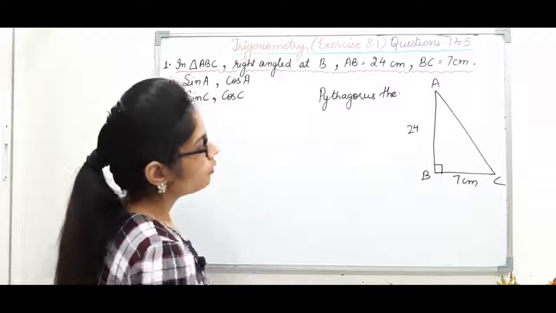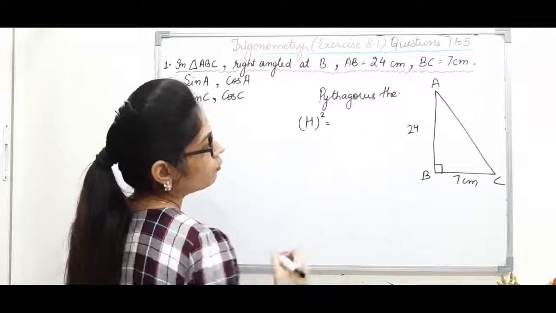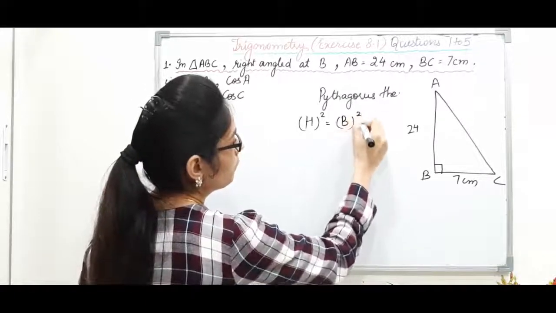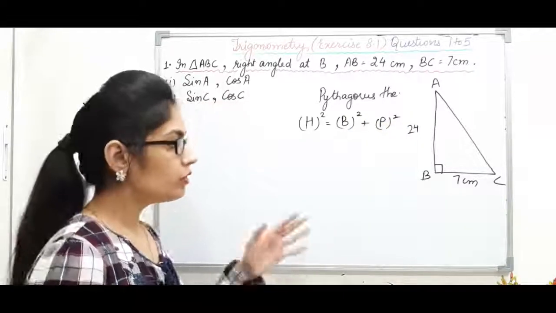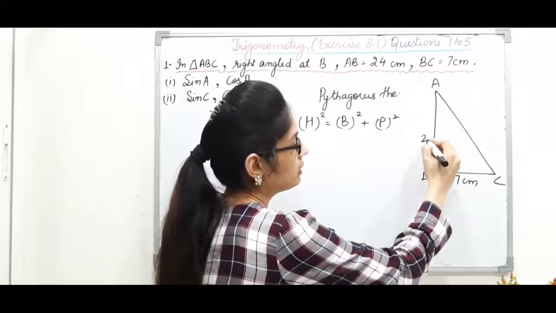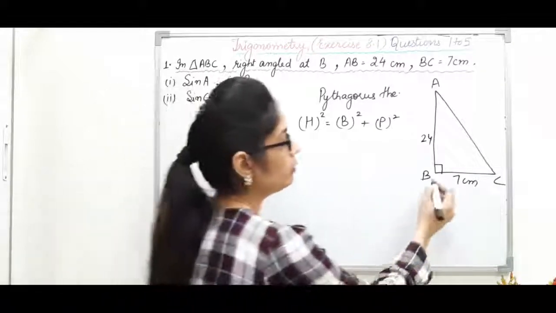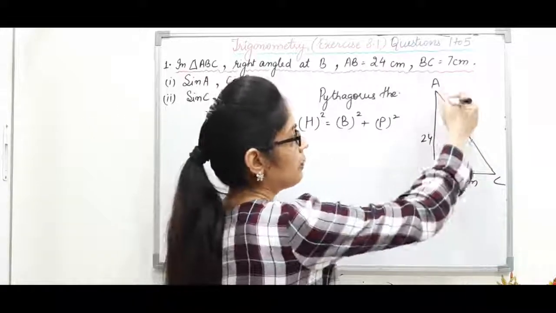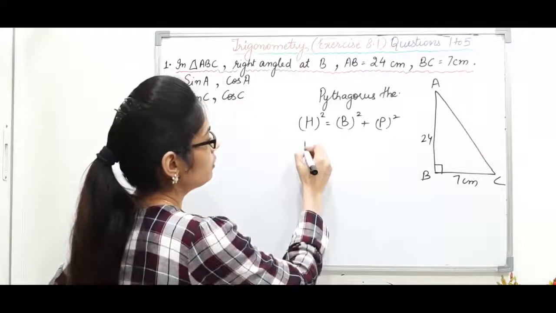According to the Pythagoras theorem, hypotenuse square is equal to the sum of the squares of base and perpendicular: H square equals B square plus P square. As of now we don't know which is our base and which is perpendicular, but one side is perpendicular and one side is base, because this doesn't have to be done with respect to any angle. We just have to find the hypotenuse, which is the longest side of a right angled triangle. So we'll just fill in the values.